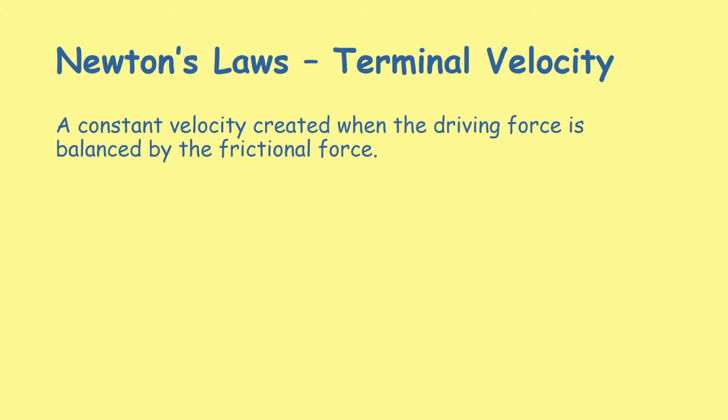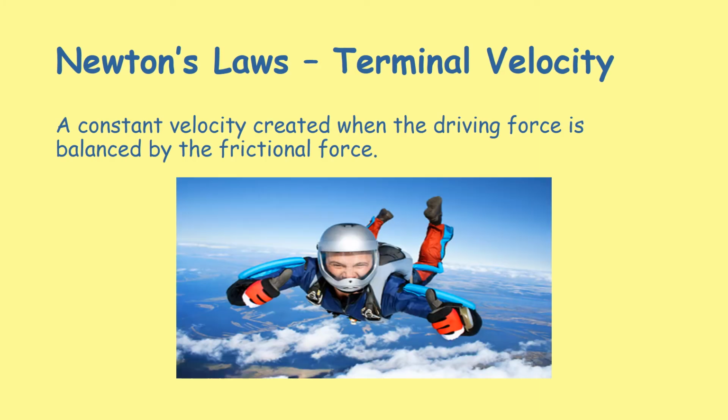Terminal velocity. When something is in freefall, it accelerates, so it gets faster. But it doesn't just get faster forever. There comes a point where it gets to a constant velocity. And this is when the driving force is balanced by the frictional force. And we know if we have balanced forces in opposite directions, we must have a constant velocity, which is what this velocity is. So terminal velocity is the highest speed something can reach while it's in freefall.